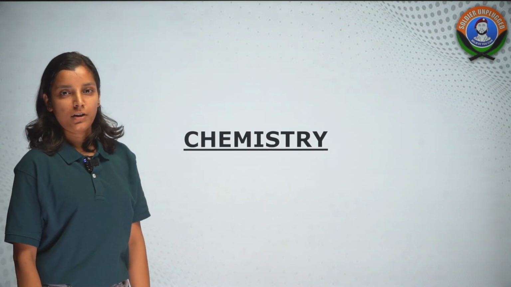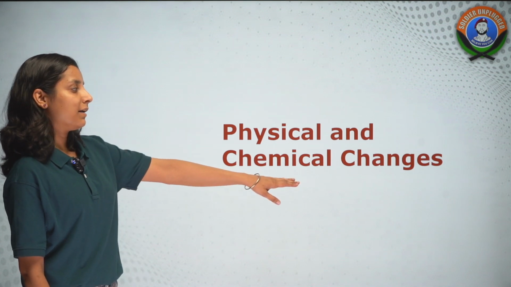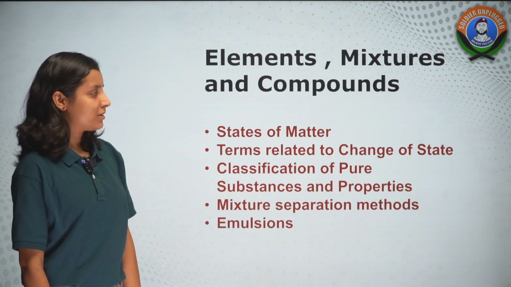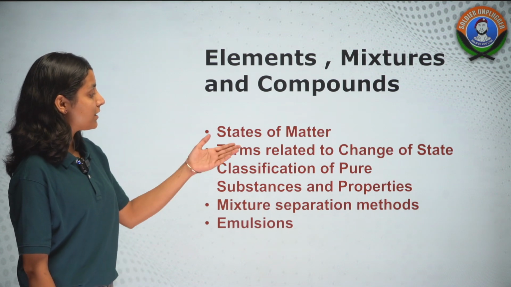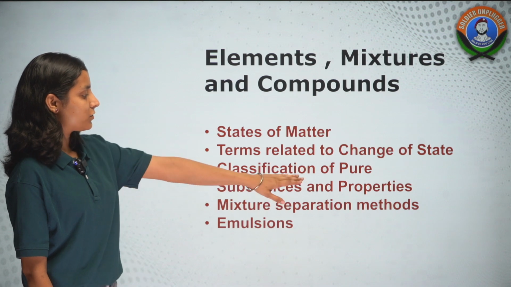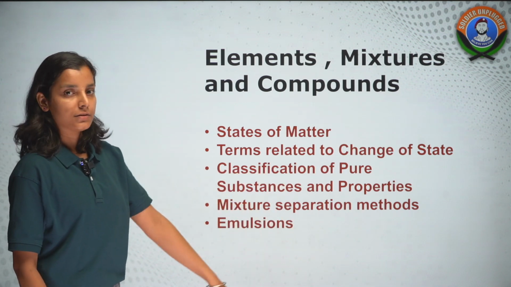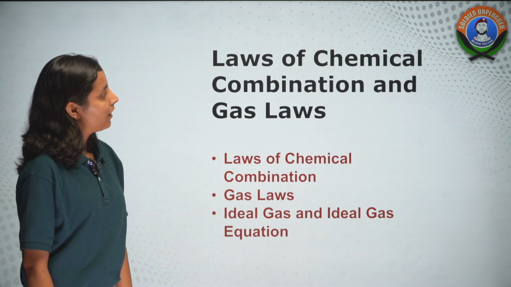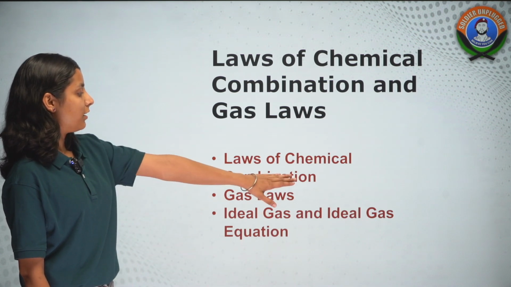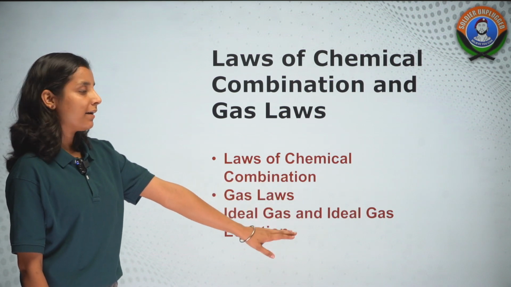Now let's talk about chemistry. In chemistry, our first topic is physical and chemical changes. Then we have elements, mixtures and compounds. In this we'll talk about states of matter, terms related to this change of state, then classification of pure substances, then mixture separation methods and emulsions. Now we have laws of chemical combination and gas laws. इसके अंदर हम लोग chemical combination के laws पढ़ेंगे, then gas laws, then ideal gas and ideal gas equation.